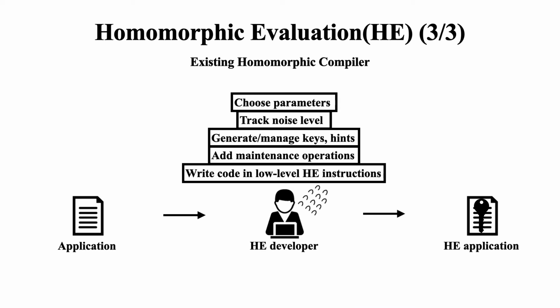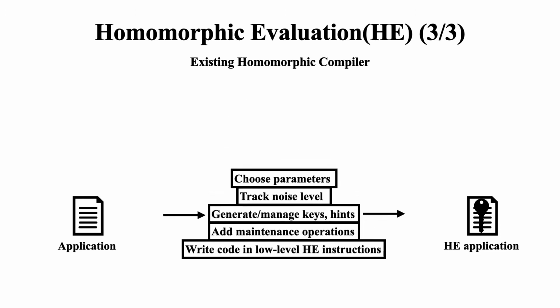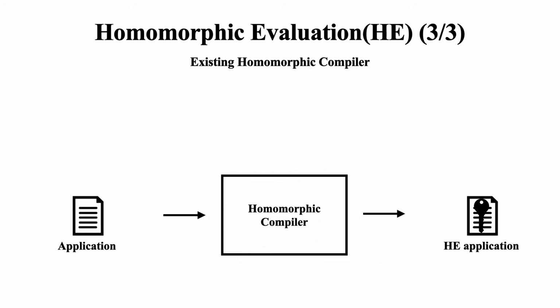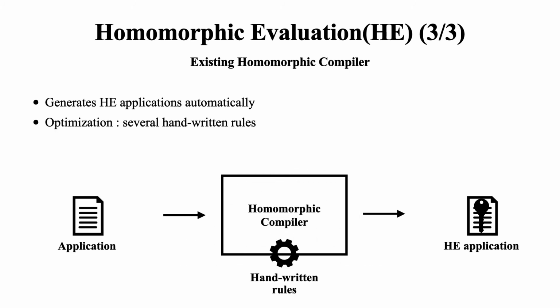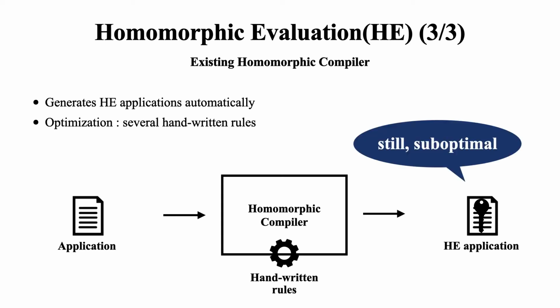To deal with these problems, the homomorphic compiler aims to lower the hurdle for non-experts to build HE applications. HE developers don't need to do all of the work anymore. Instead, the homomorphic compiler generates HE applications automatically. However, as they rely on manually developed simple optimization rules, its outcomes are typically suboptimal.